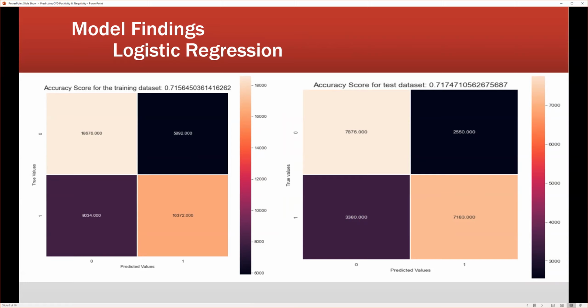We can see that for the true values for negative, we got 18,676 matches versus the 5,892 fails, which were categorized as positive, which then failed because they were actually negative. And the same can be said with the actual positive values being found versus the 8,000 that were thought to be negative but are actually positive. And the same can be said for the test.